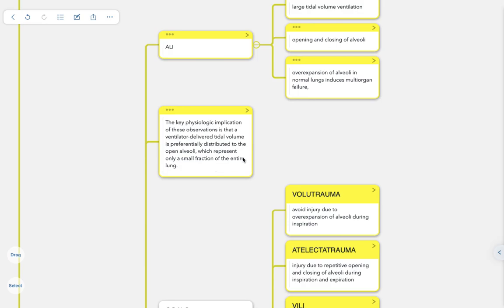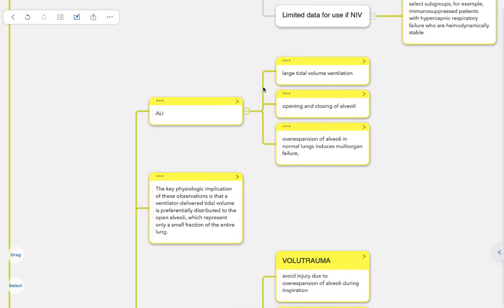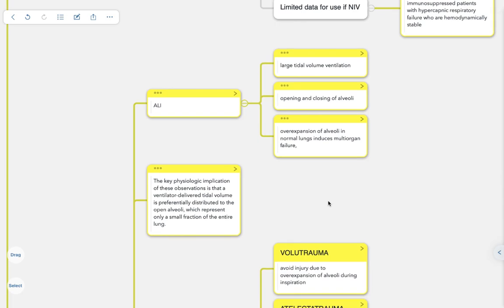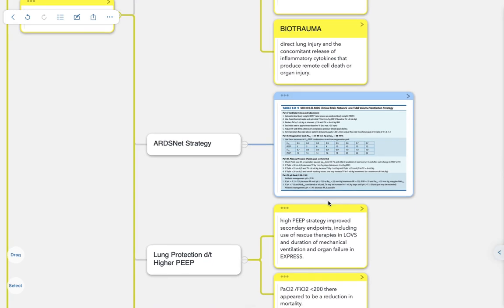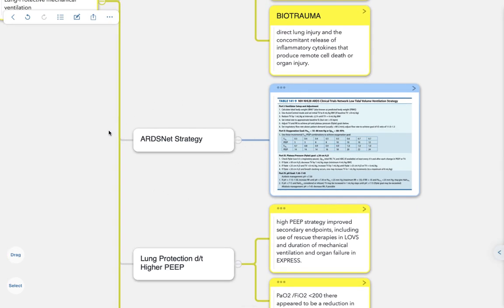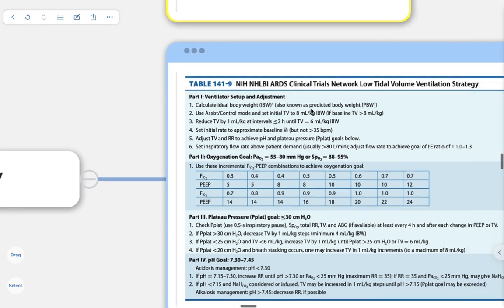Now, why are we talking about all this? Due to acute lung injury. So acute lung injury happens when you give large tidal volume ventilation, when there is repeated opening and closing of alveoli, and when there is overexpansion of the alveoli in normal lungs, which induces further multi-organ failure. So based on all this, the ARDSNet strategy was devised.